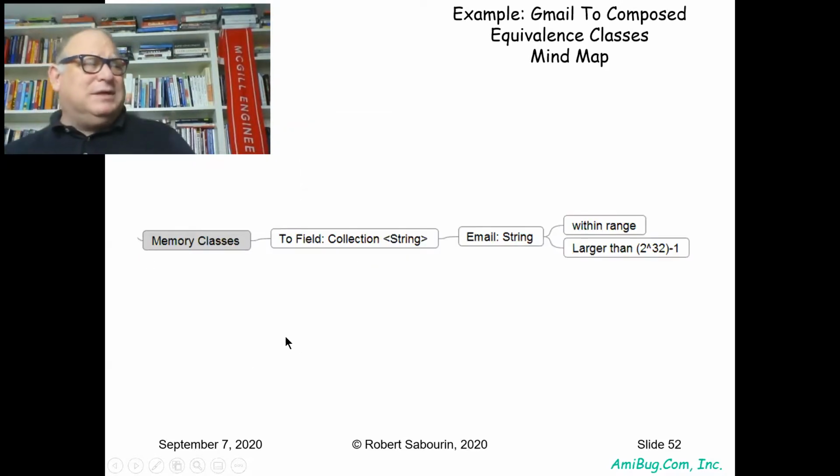Memory classes: if you look at the actual API definitions, it's just a string. And a string can be as large as 2 to the 32 minus 1 characters in Java, at least for the Java string type that Gmail uses. This is a ridiculously large number. Probably it will be blocked by something else, an input method thing, before we get anywhere near that size.